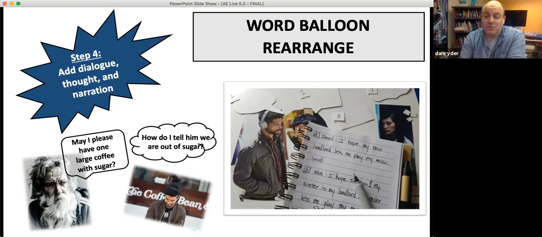If you have digital tools available to you, I made a quick one on the left, just using pictures from a free-to-use website called Unsplash, where all the pictures are free and available to you. And I used these 2 photos I found there, featuring an old man saying, "May I please have 1 large coffee with sugar?" And then I have the man at the coffee store saying, "How do I tell him we're out of sugar?" Like he's not sure what to do. And the old man looks like he'd be very upset if he found this out.